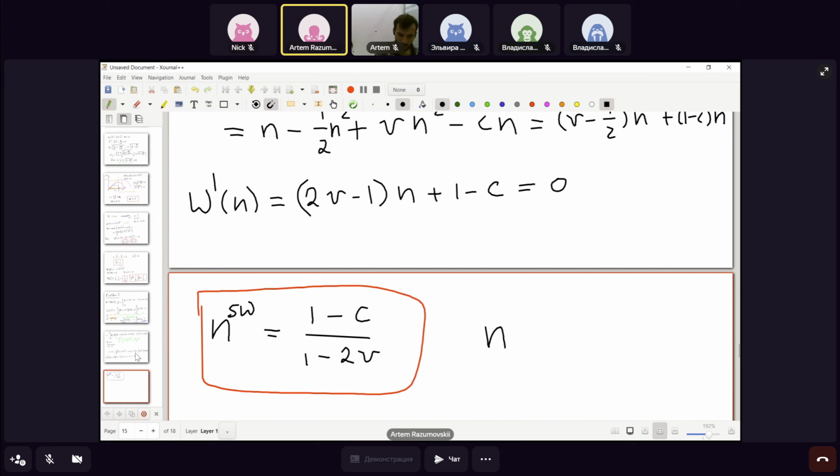And do you remember what was the monopoly n from our lecture? A little bit less than 1/2. Yeah, that's true. That was 1/2 multiplied by something. So that was 1 minus c divided by 1 minus v.